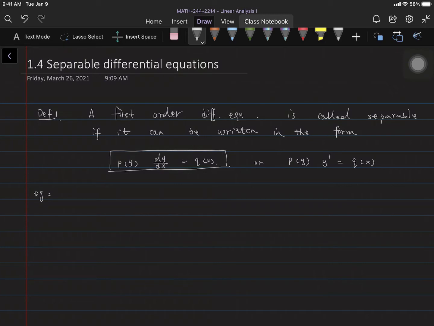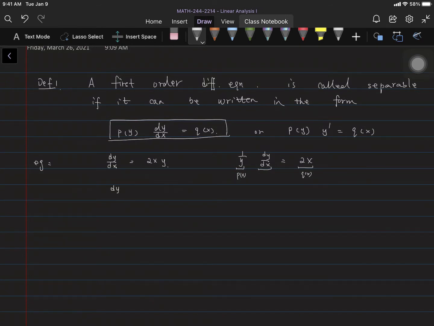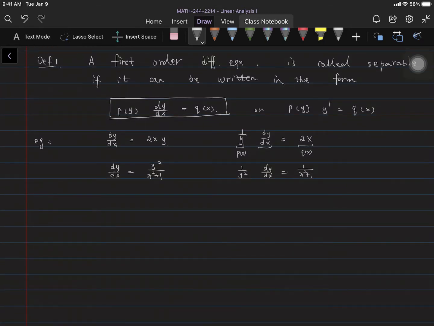Pretty easy to see. So let's take a look. dy/dx equals 2xy. In this case, you can see we can change this into the definition. If we divide both sides by y, it's going to be 1/y dy/dx equals 2x. So this is like p(y) dy/dx and q(x), right? And another one: dy/dx equals y squared over x squared plus 1. Same thing, it's going to be 1/y squared dy/dx equals 1/(x squared plus 1).